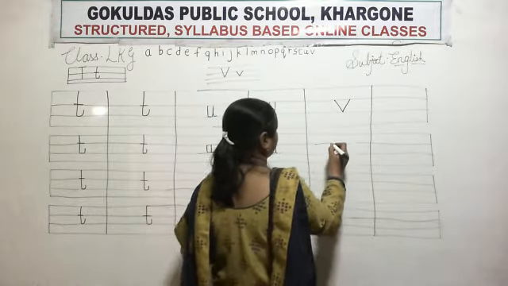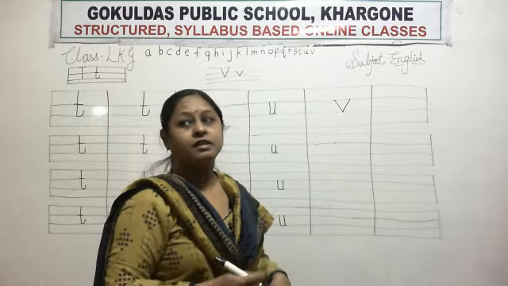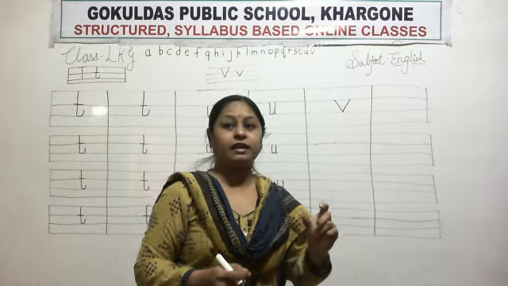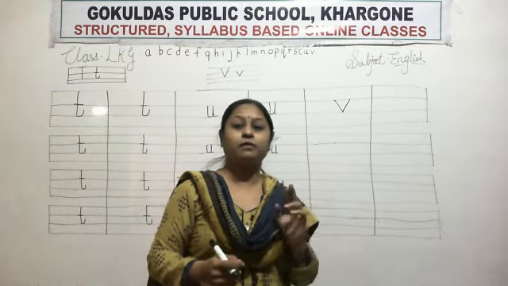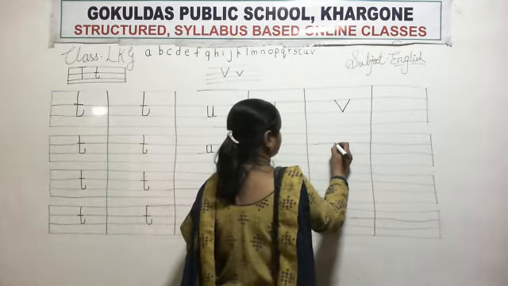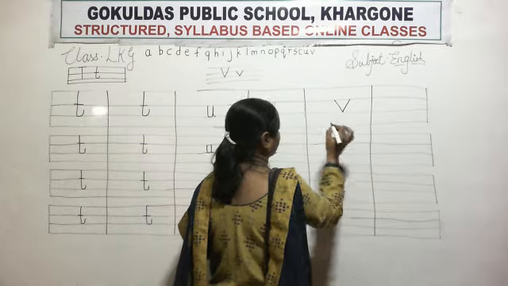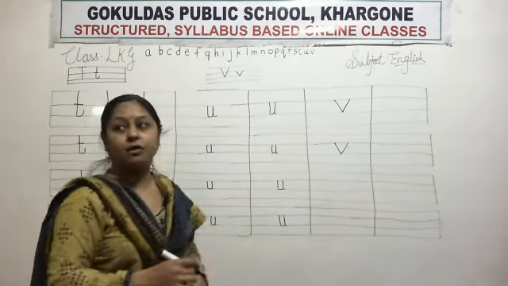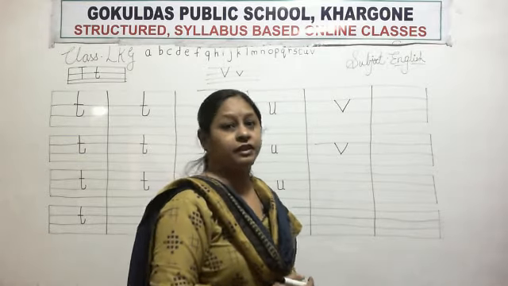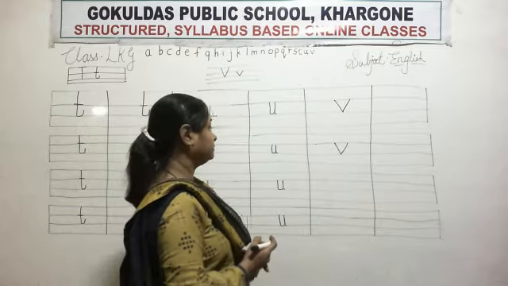Okay, again write. V is the same as the capital letter. The difference is you have to write the small letter in two lines. Again, start writing: slanting line down, then slanting line up. V. Small letter V. Okay.